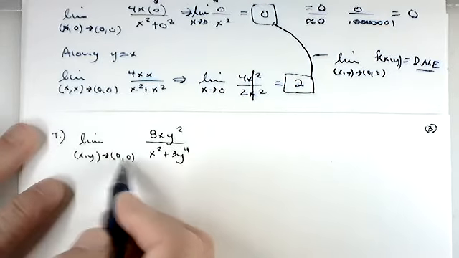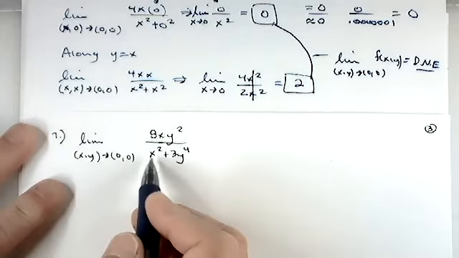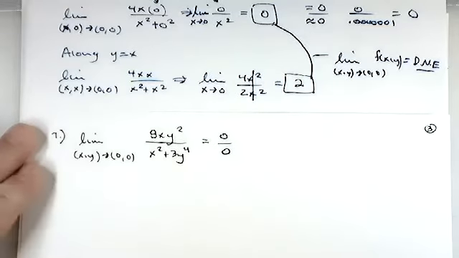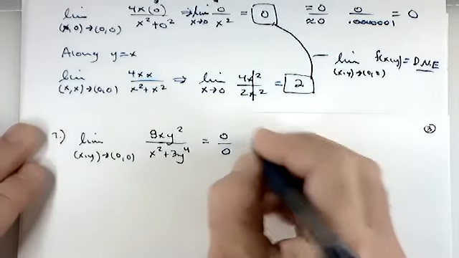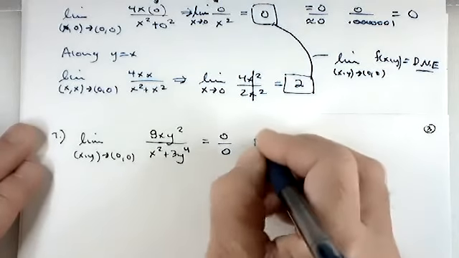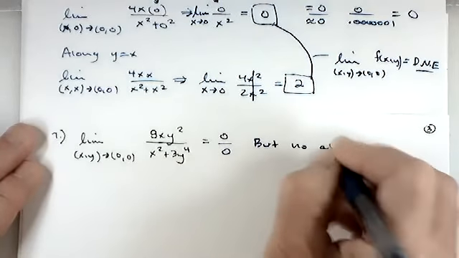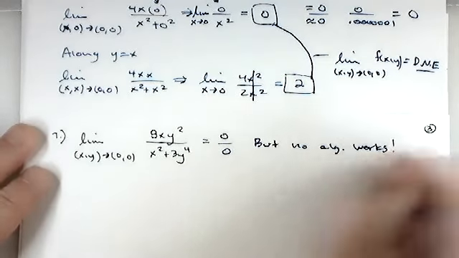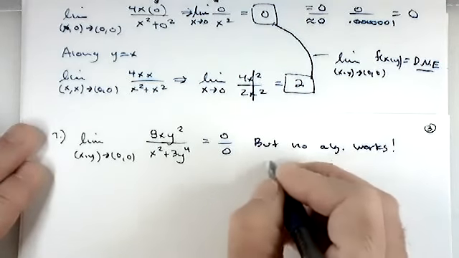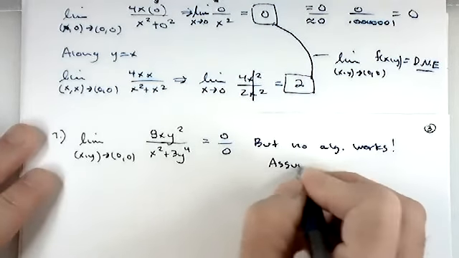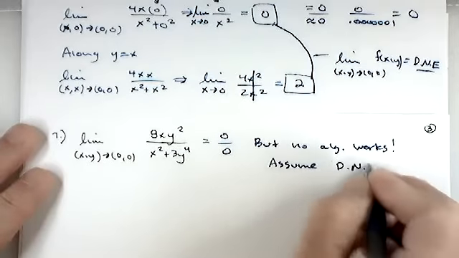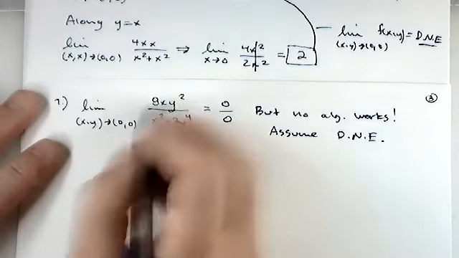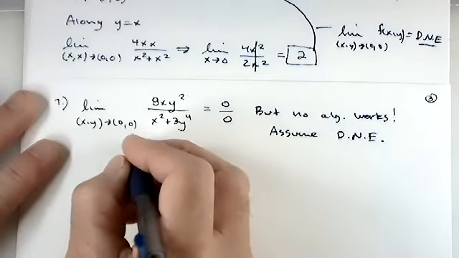Limit as x, y approaches 0, 0, of 8xy squared over x squared plus 3y to the fourth. If I put 0 in for x, 0 in for y, I'm also going to get 0 over 0. But there's no way I can simplify it, right? No algebra works. So we're going to then assume that the limit doesn't exist. Assume DNE. And now we're going to have to back that up by finding pathways, doing this limit along different pathways and showing that we get two different answers.